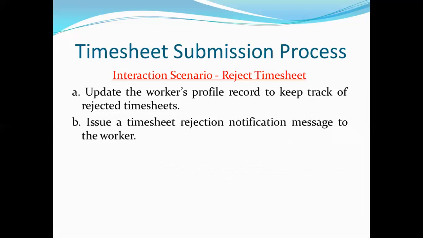Then the second task, issue a timesheet rejection notification to the worker. The worker gets the message from the clerk that his timesheet is rejected because of a particular reason. Out of the three conditions we have seen, which condition is not satisfied, single or multiple? That message is received by the employee or the worker.